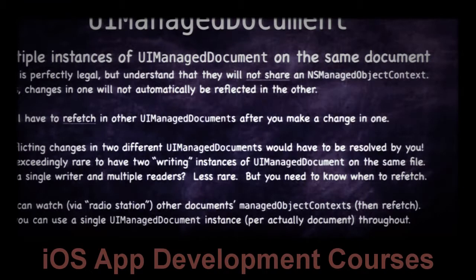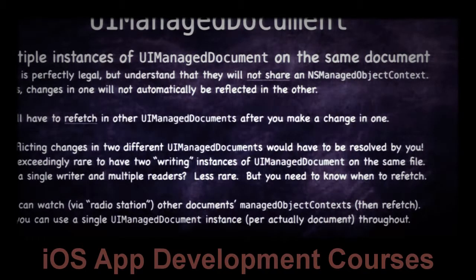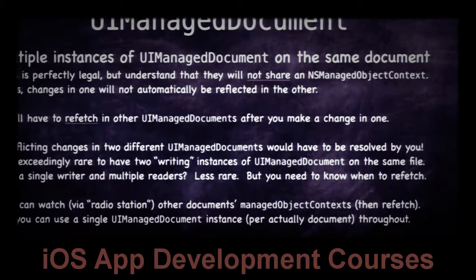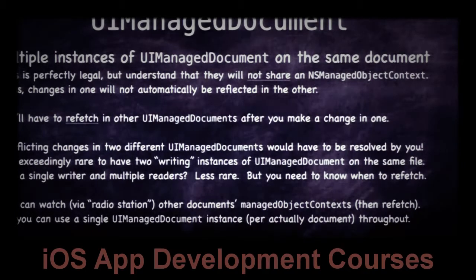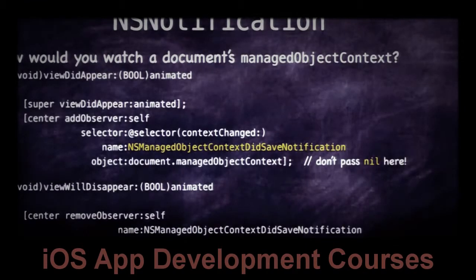One thing to be careful of here is that if one document changes the database, the other one doesn't automatically see those changes. It's not like, oh, I added an object in one managed document, why don't I see it in the other one? Well, you don't see it because they have different contexts, different NSManagedObjectContexts, but you're still modifying the same database. So how could you find out if another document was doing it? And the answer is the radio station. We could use NSNotification.